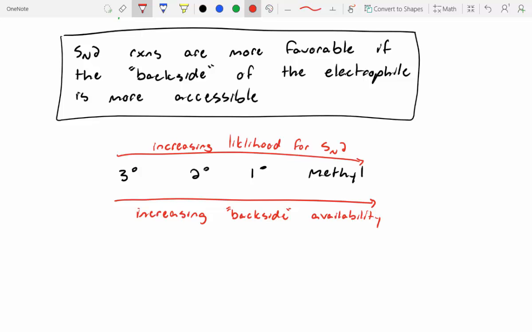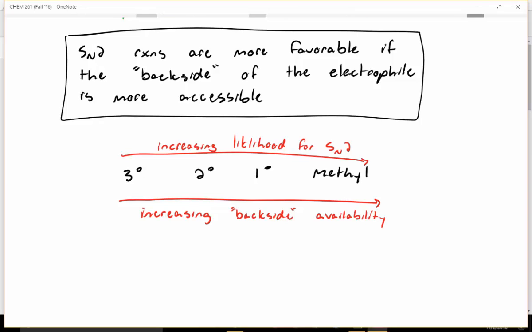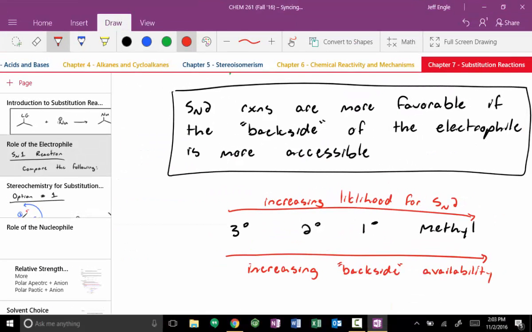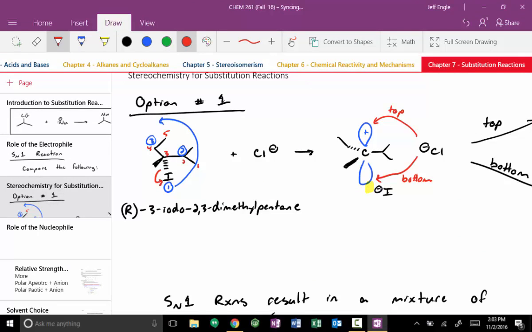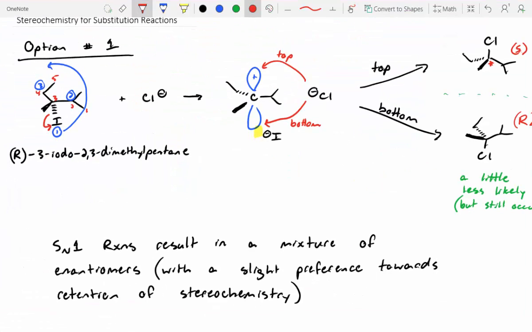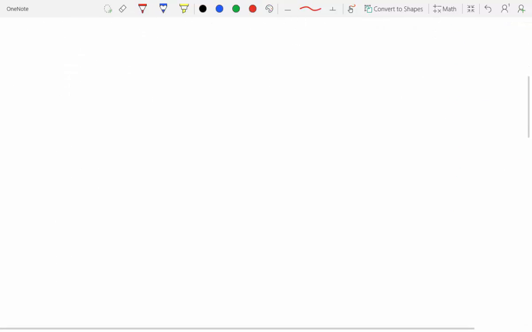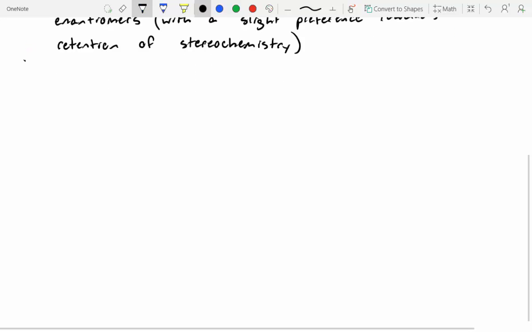All right, just like we did with SN1, now we have to go back and we have to look at stereochemistry. So with SN1 reactions, we said that we get a mixture of enantiomers. Now we need to look at this more closely with option 2. And that's our SN2 reaction.